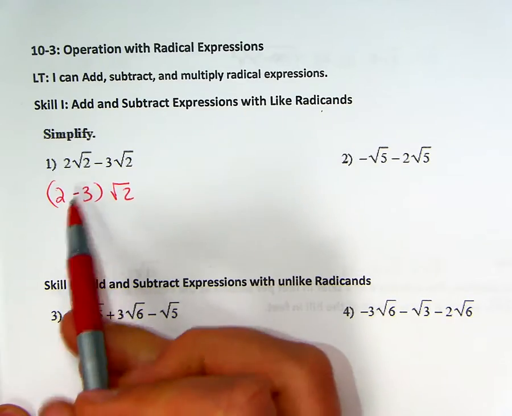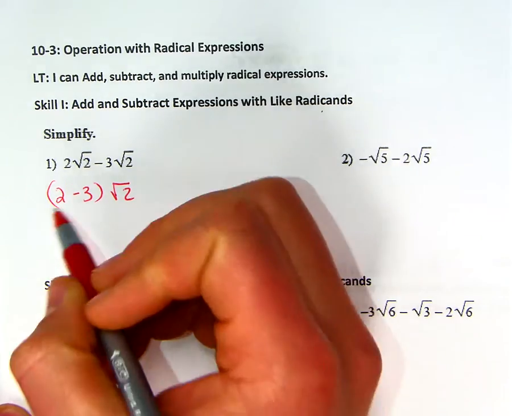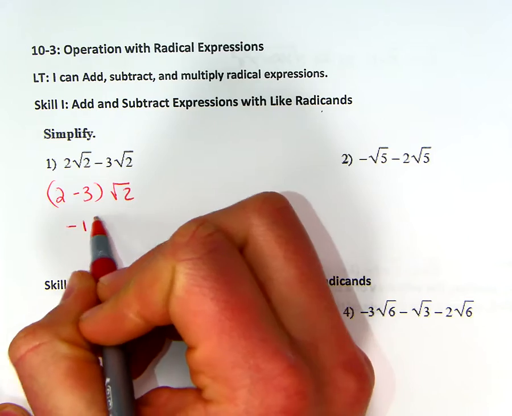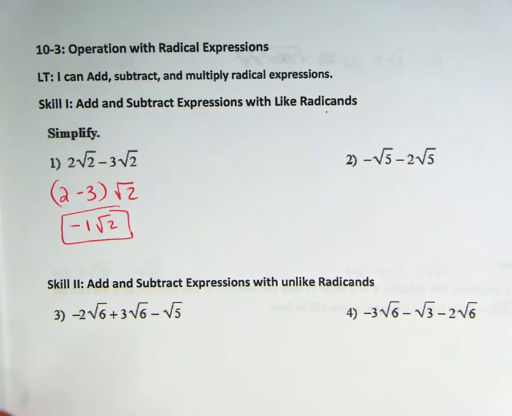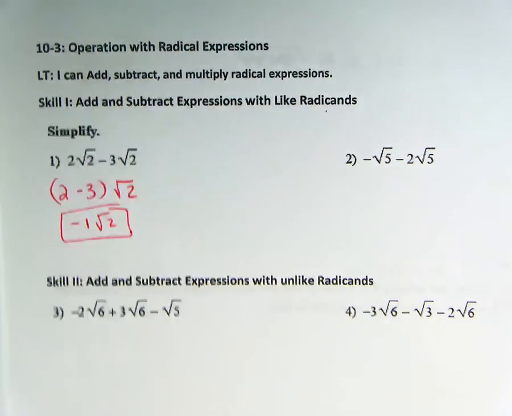So we took the parts that are in front, the 2 and the negative 3. 2 minus 3 is negative 1 times the square root of 2. So that's just how you do those problems.